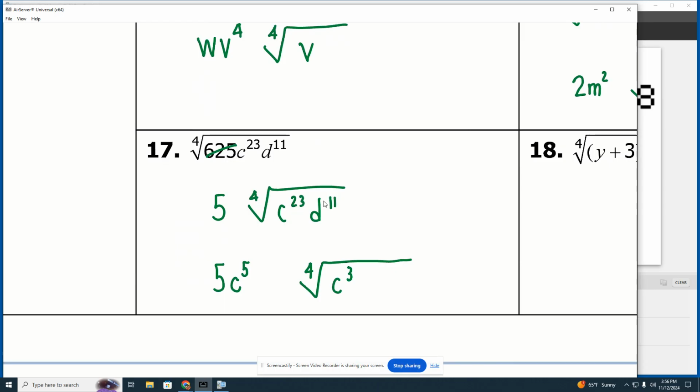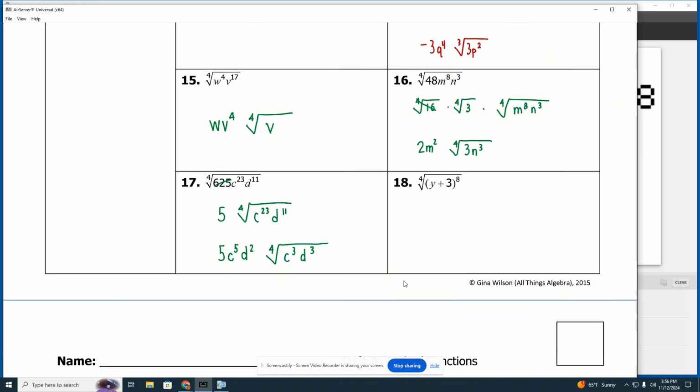And the next, how many times will 4 go into 11? 11 divided by 4 is 2 point something. So D comes out twice. Now, what is 2 times 4? 8. 8 of these were able to come out. So how many are left? 3. So our answer is 5c to the 5th, d squared, times the fourth root of c cubed, d cubed.